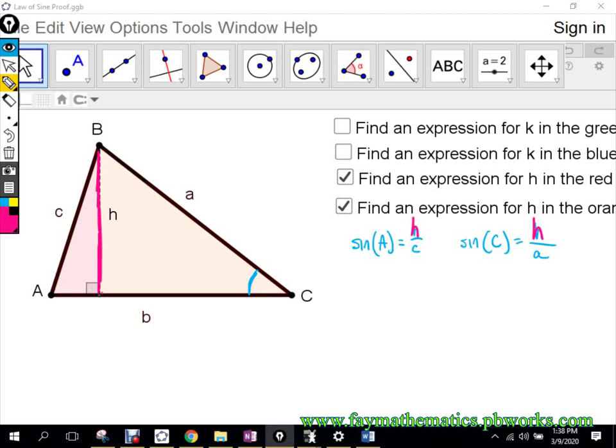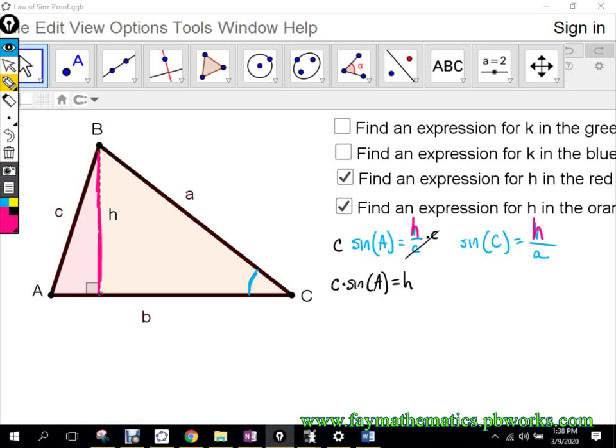Let's take one of these equations, and it doesn't matter which one, and solve for H. Let's just take this first one. If I were to solve for H, what do I need to multiply both sides by? Multiply by C. So I need to always multiply by the LCD, the least common denominator. So multiply by C, that's going to cancel. Come over here, I get C times sine of capital A is equal to H, right?